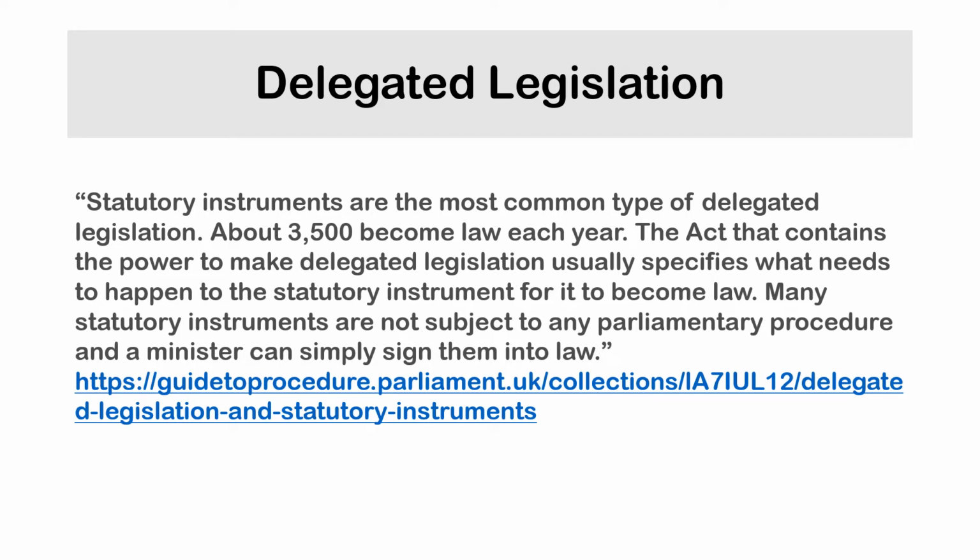Now, delegated legislation is mainly through statutory instruments, and about 3,500 of them become law each year. So an awful lot of statutory instruments compared to primary legislation. The act that contains the power to make delegated legislation is often called the Parent Act, and it usually specifies what needs to happen for the statutory instrument to become law.